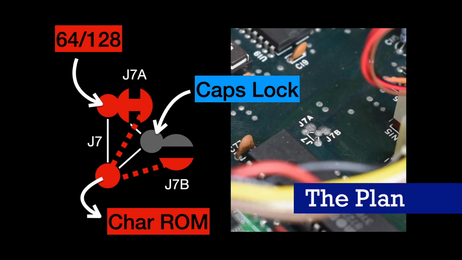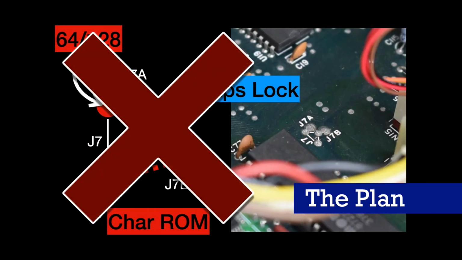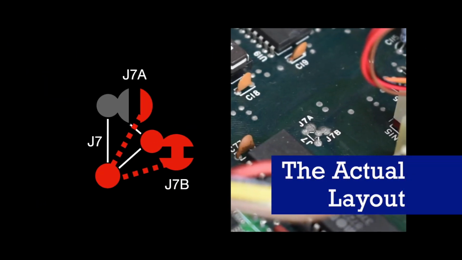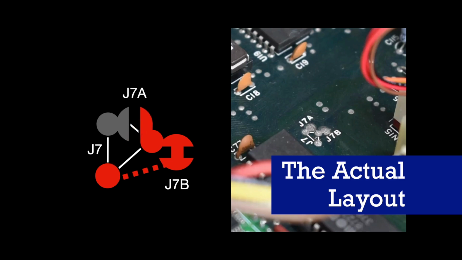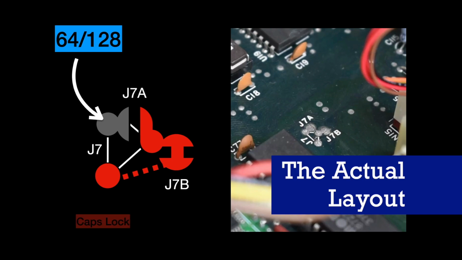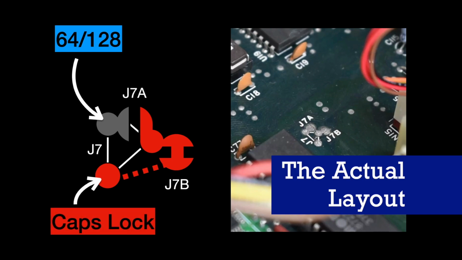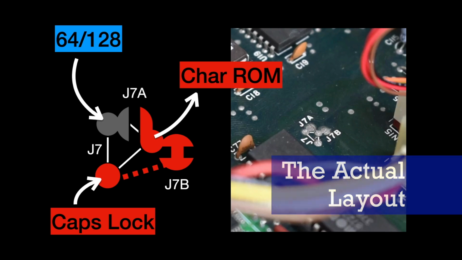Now if I managed to do this without any problems, then everything would have worked fine, but I actually messed this up, which I'll show you in a moment, and that allowed me to get into a complete muddle because I had completely the wrong idea of what terminals connected to which things on the motherboard. So before I tell you what I did, this is what the board actually looks like. J7A, the right hand side, is actually touching the right hand side of the sort of triangle terminal. And what really happens is the 64128 line does go into the top left, but the caps lock key goes into the bottom left and the character ROM comes out on the right hand side.